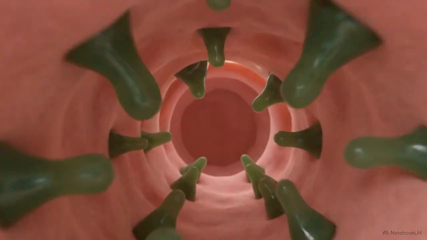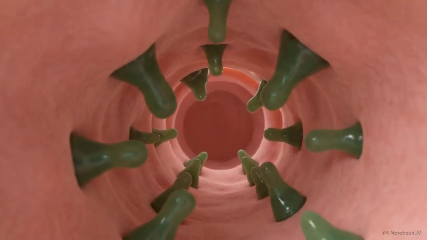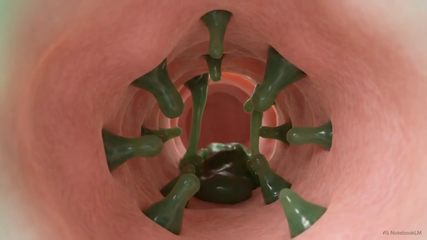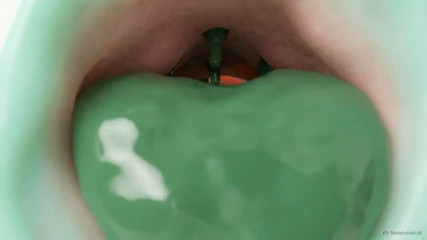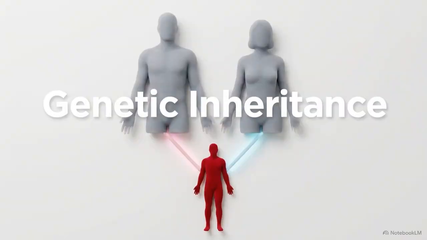A young adult presents in severe respiratory failure, fighting a stubborn chest infection. They're slowly suffocating under the weight of their own secretions. This overwhelming physical collapse is driven entirely by an autosomal recessive genetic condition, cystic fibrosis.